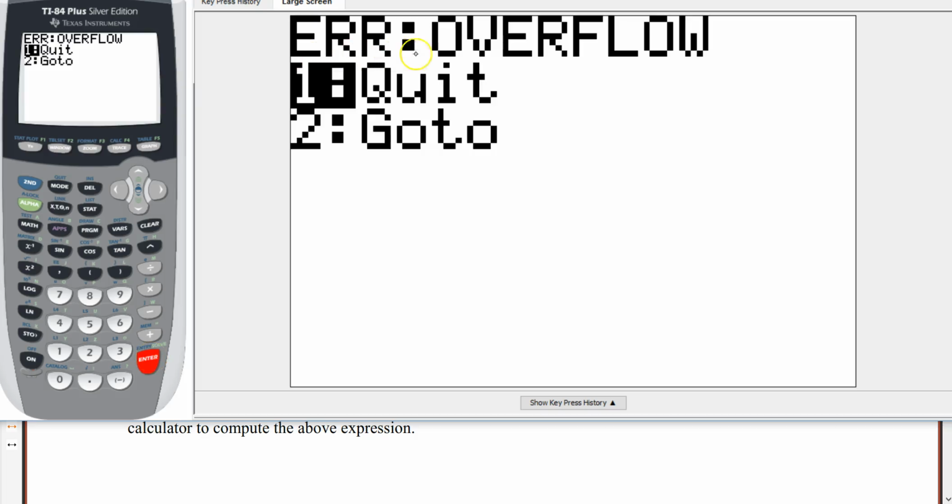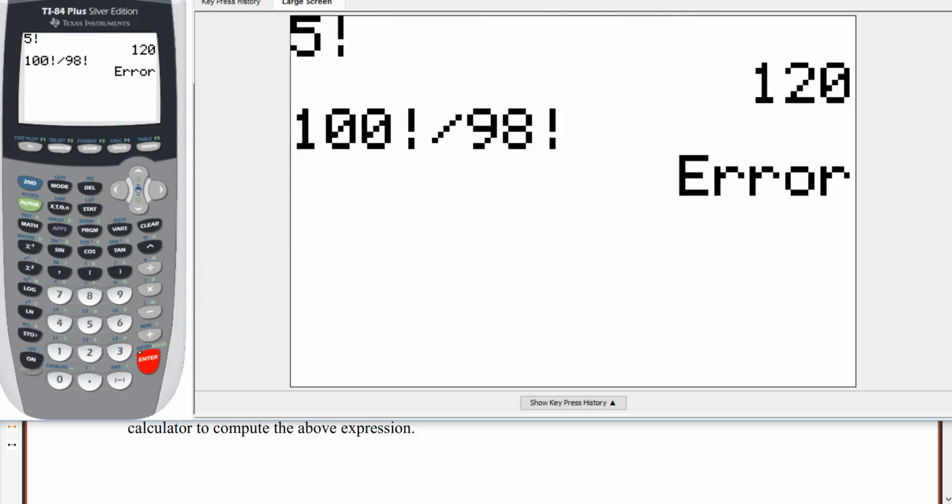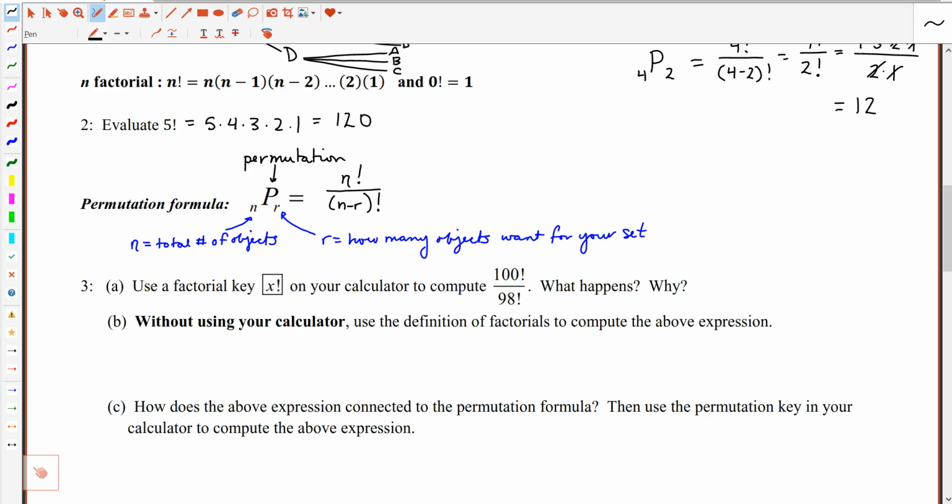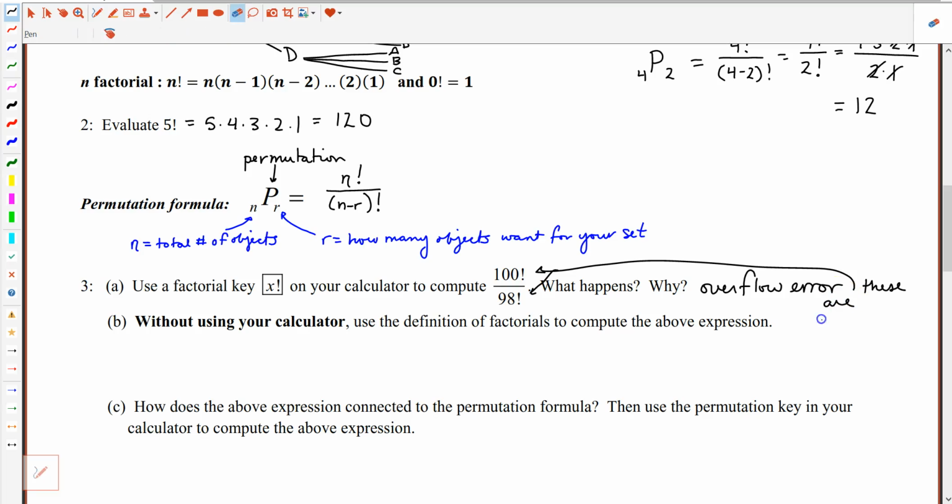It looks like I got an error overflow. So I'm just going to quit to exit out of there. Alright, so what happens? We got an overflow error. Now, why would that happen? These are huge numbers. Right, so your calculator says, I can't compute that for you.